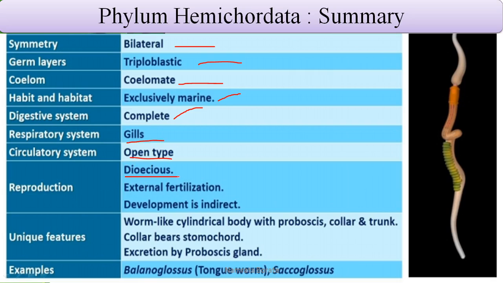These organisms are dioecious. External fertilization is here. Development is indirect. Worm-like cylindrical body with a proboscis, collar and trunk. The collar bears the stomochord. Excretion by the proboscis gland, and its examples are Balanoglossus, that is a tongue worm, and Saccoglossus.